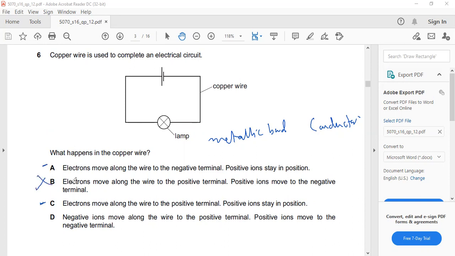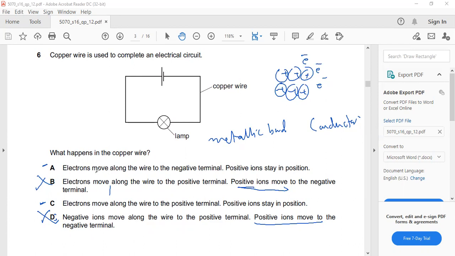B is wrong. Why is B wrong? Because positive ions move. In metallic bonding, you know the positive ions do not move. Only the free mobile electrons move. Why is D wrong? Positive ions move. So B and D are 100% wrong. So eliminate the wrong options first. And A and C, any one option is correct.